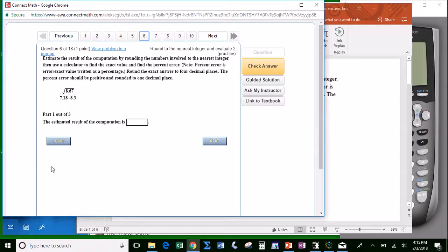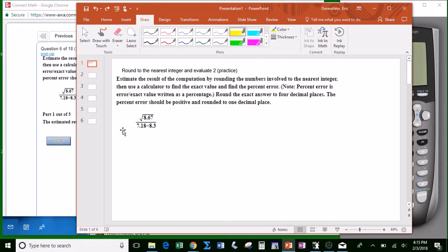Okay, this problem deals with a couple of things going on: estimation, rounding, percentages, percent error. So let's see if we could walk through this problem step by step. Step one: estimate the result of the computation by rounding the numbers involved to the nearest integer.